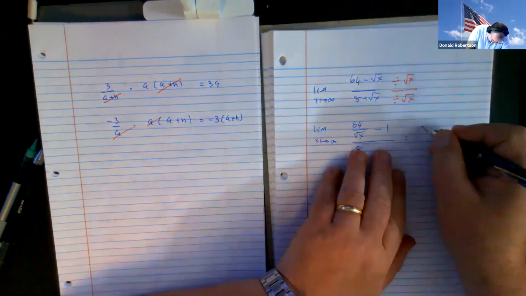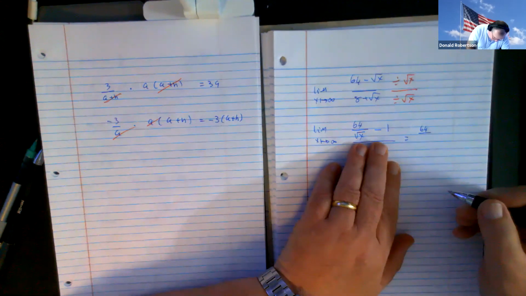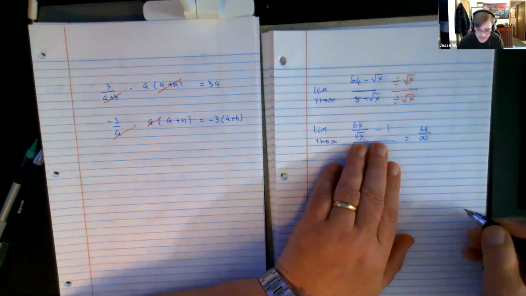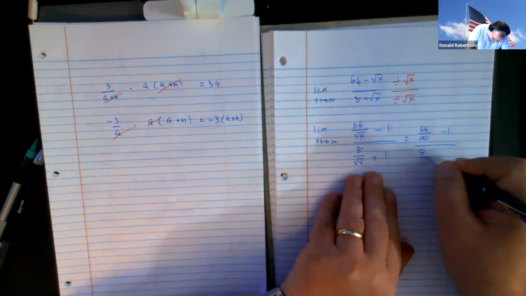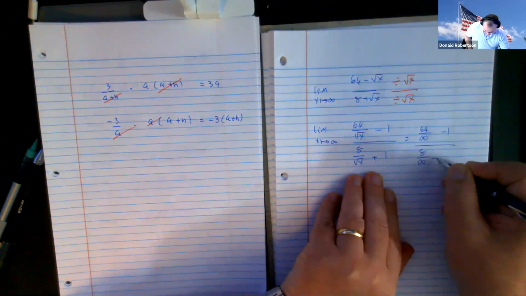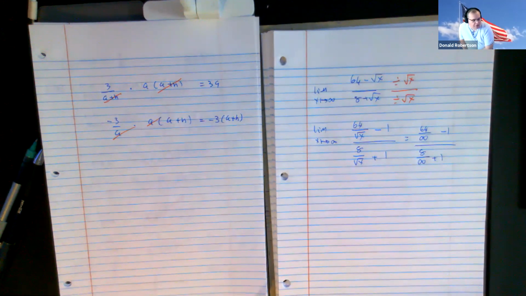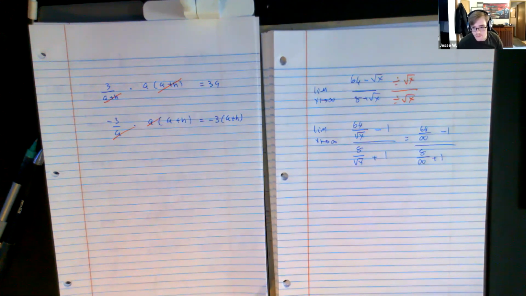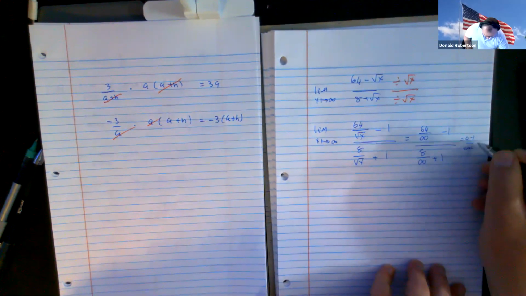Okay, 64. Would you agree that the square root of infinity is still infinite? Yeah. And 8 over square root of infinity is still infinite. What's 64 over infinity get us? Pretty much 0. So what you're going to get is 0 take away 1, 0 plus 1, answer -1.